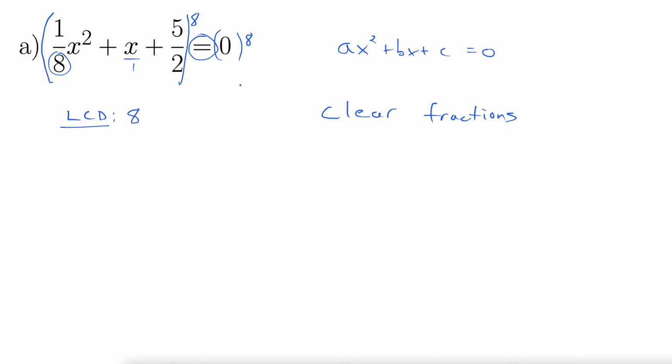I highly recommend doing this. Do not try to do the quadratic formula with 1/8 and 5 halves. You're going to drive yourself crazy. Let's see what happens here. I distribute this 8 through to all 3 of these. In doing that, we get x squared plus 8x plus 8 divided by 2 is 4 times 5 is 20 equals, and on the right we just have 8 times 0, which is 0. This is so much better. Look at that, no fractions.